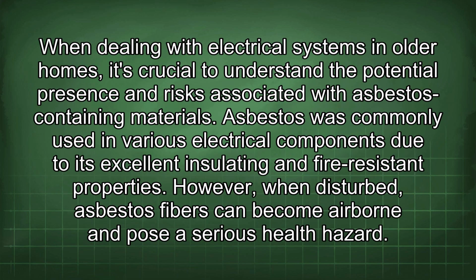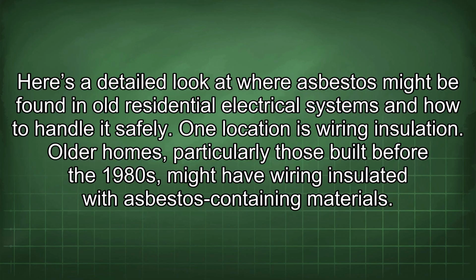When dealing with electrical systems in older homes, it's crucial to understand the potential presence and risks associated with asbestos-containing materials. Asbestos was commonly used in various electrical components due to its excellent insulating and fire-resistant properties. However, when disturbed, asbestos fibers can become airborne and pose a serious health hazard. Here's a detailed look at where asbestos might be found in old residential electrical systems and how to handle it safely. One location is wiring insulation.